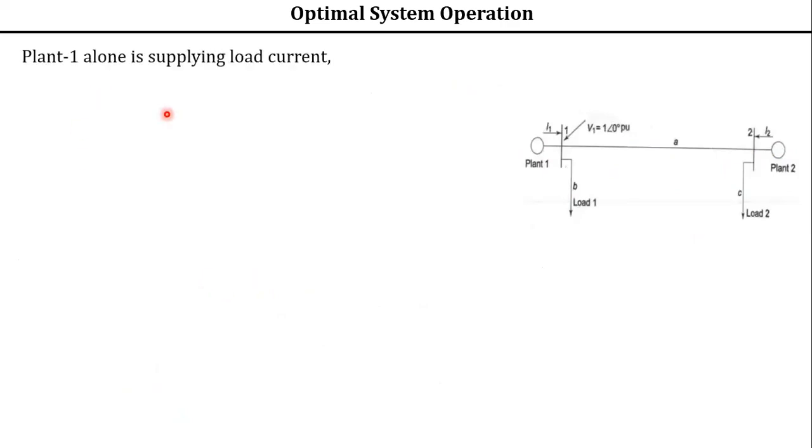So first let us take when plant 1 alone is supplying the load current, MB1. Before starting any branches, first you find out the current distribution of the branches which are connected to the load. For those branches, you find out the current distribution factor first.